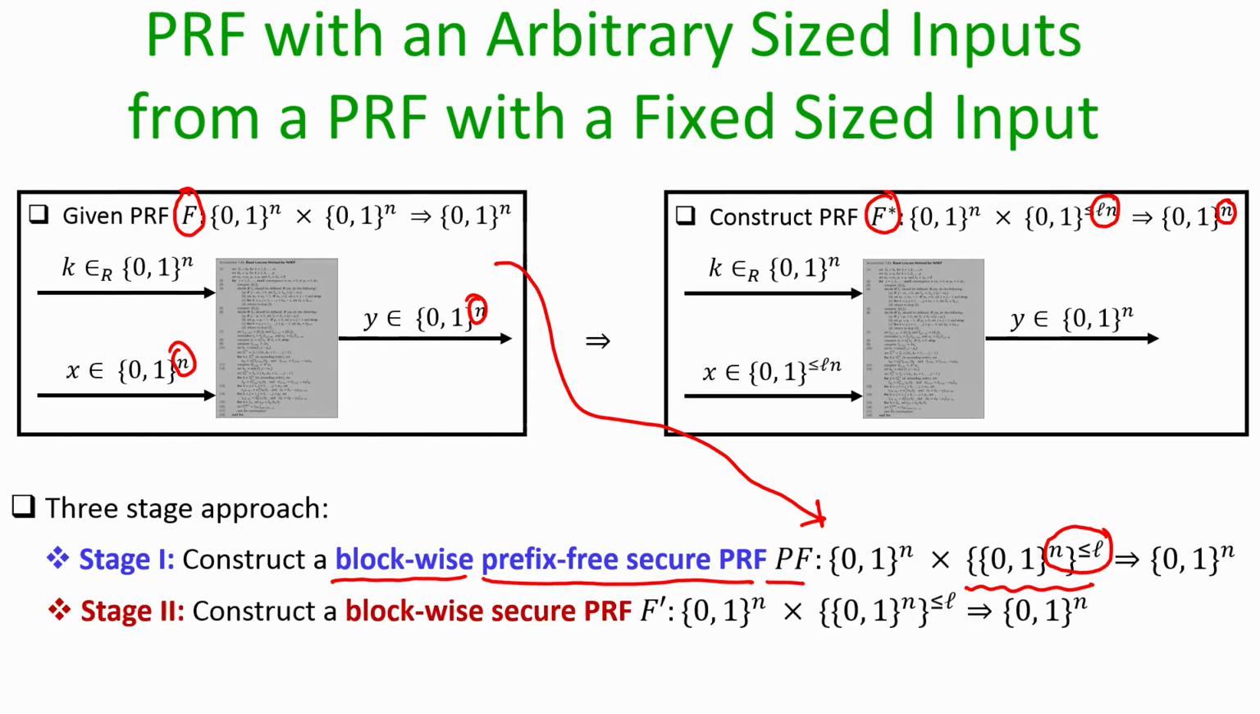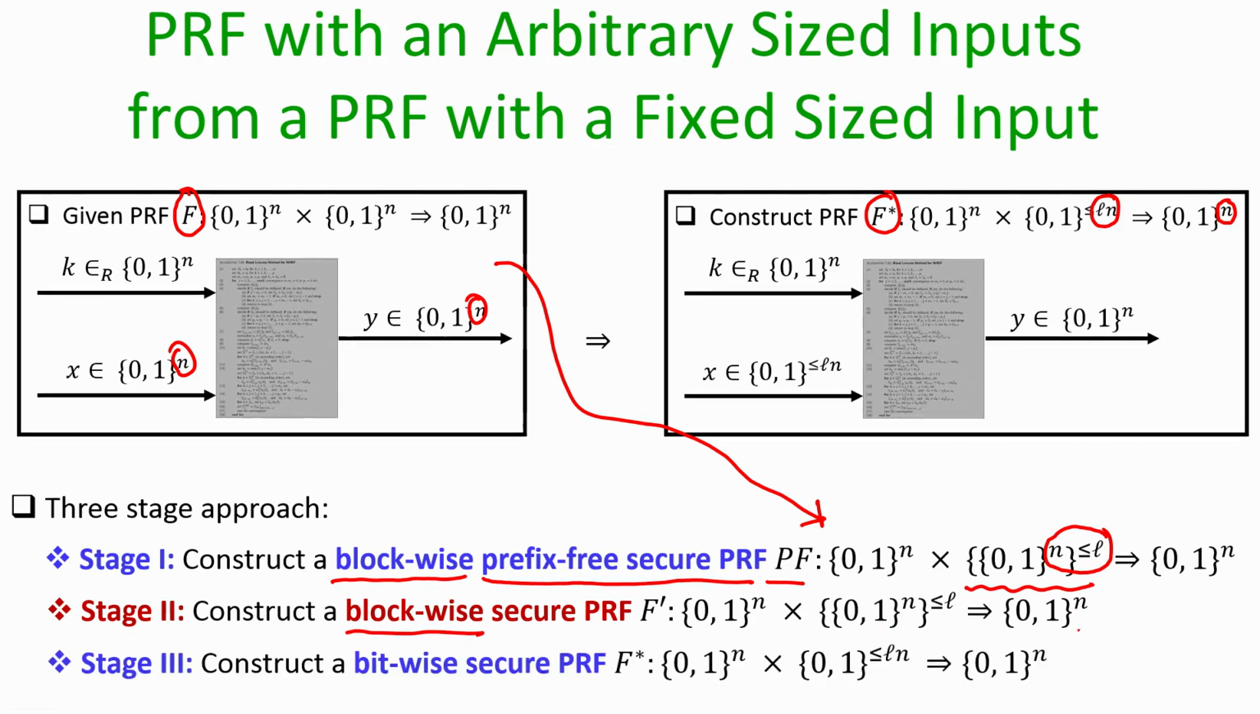So, stage 1 will be how to go from this fixed size PRF f to this prefix free secure PRF PF. Then once we have the construction PF, which is a blockwise prefix free secure PRF, in stage 2 we take this prefix free secure PF and construct a fully secure PRF, but which is still blockwise. That means it can take inputs consisting of up to little l blocks, where each block is of size little n bits and the output is of size n bits. And then finally, in stage 3, once we have the construction f dash, we construct the actual PRF f star which we are interested in constructing, which can take any arbitrary bit string as input of length up to little l n bits.